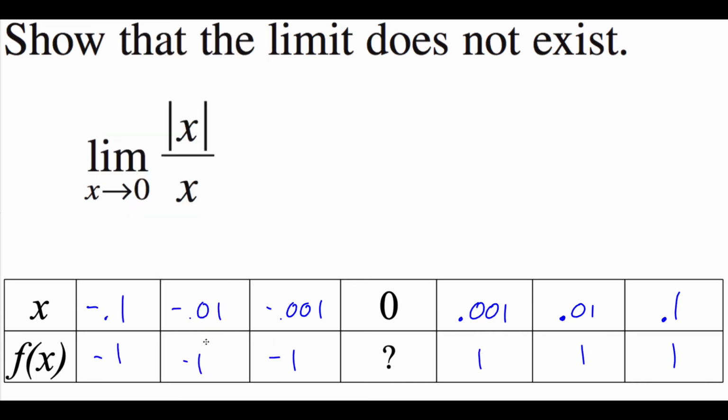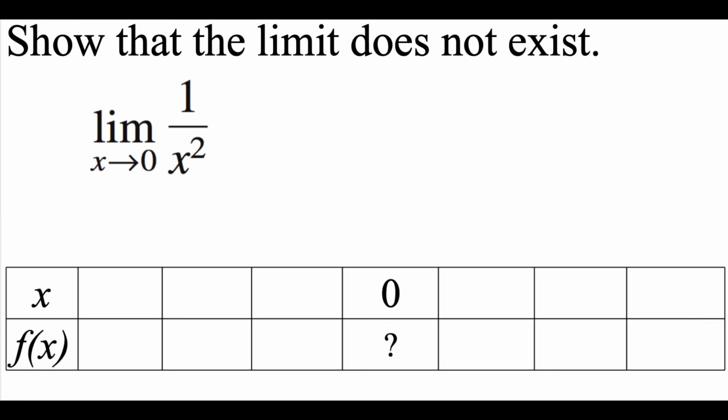So as I approach 0 from each side, I notice that as I approach from the left-hand side, I'm at negative 1, but as I approach from the right-hand side, I'm at positive 1. So this limit does not exist because we're approaching different numbers as we come in from the left side and the right side. On the left side, we had negative 1. On the right side, we had positive 1.